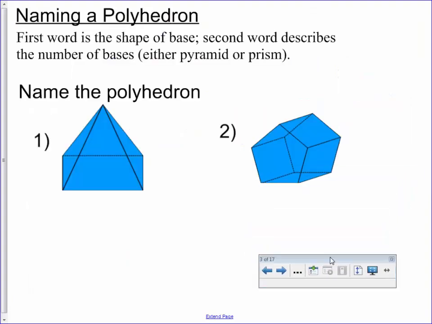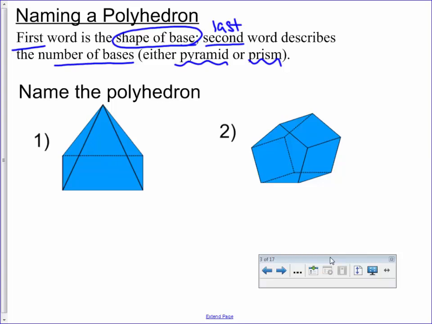So when you name a polyhedron, it really has a first and a last name. The first word is always the shape of the base, and the second, or what I like to call the last name, is the number of bases. So it's either going to be a pyramid or a prism, depending on if it has one or two bases.